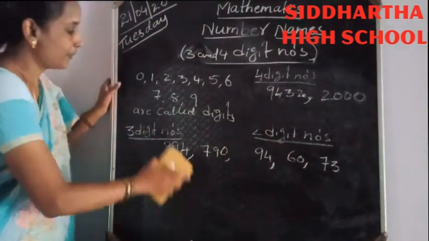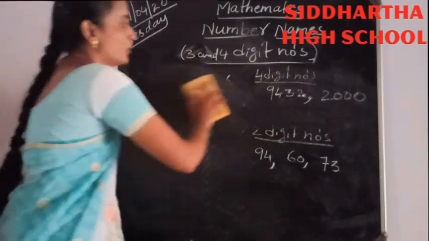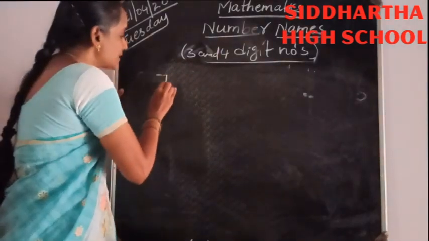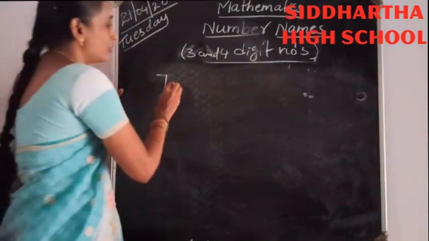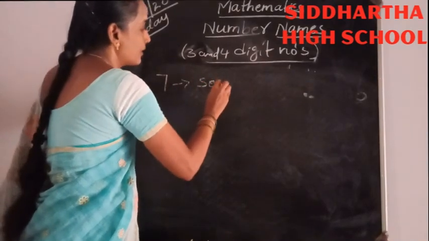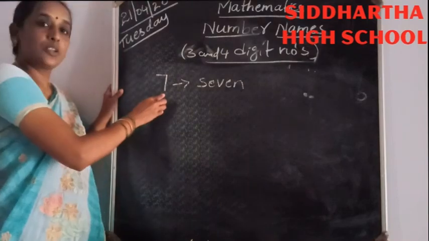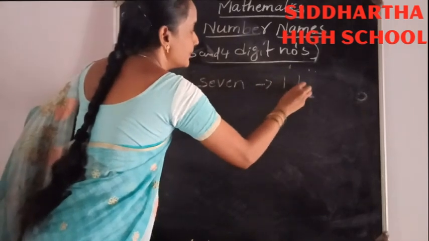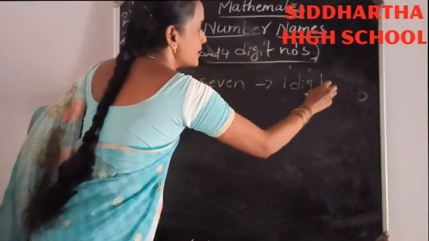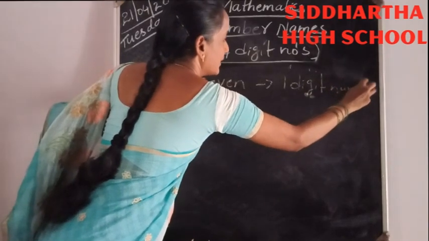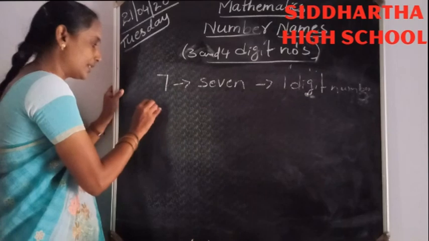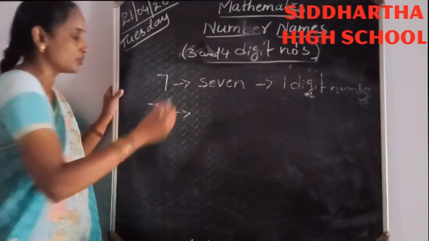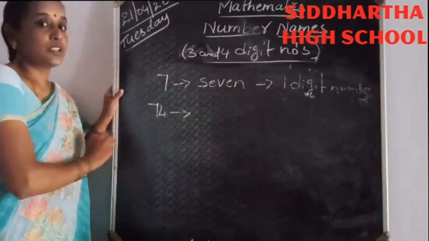Okay, now how to read these numbers? Okay children, now here 7. Already you know this is 7. It has only one digit. That's why it is called a one digit number. I selected 7 from that group and 4 also. It has 2 digits.